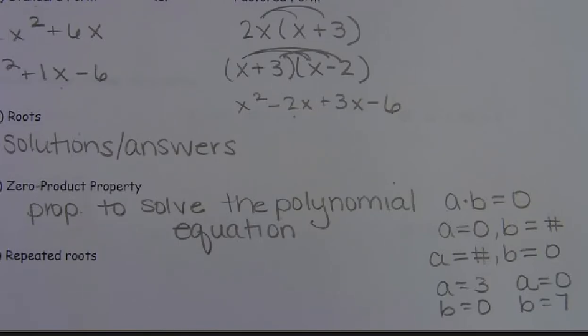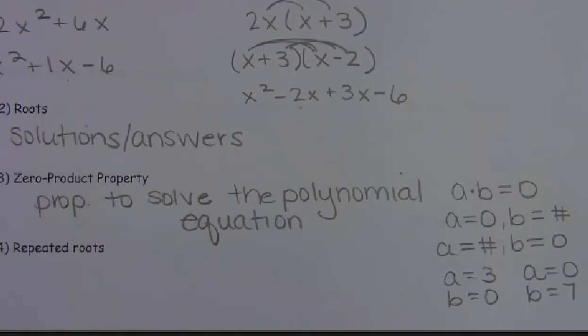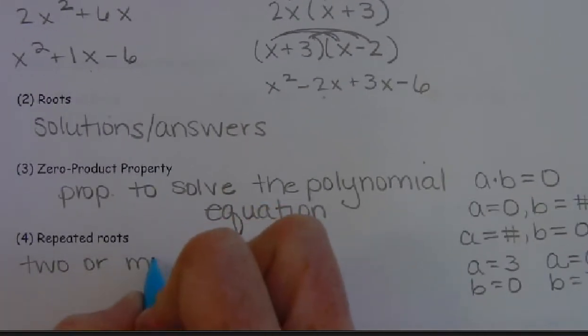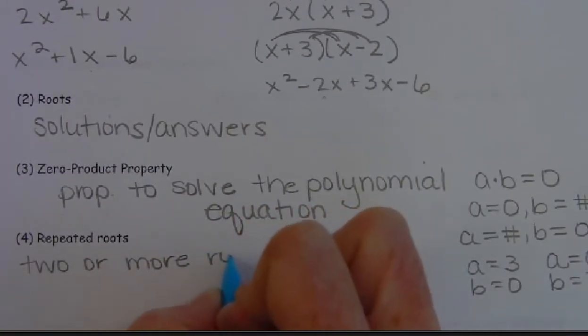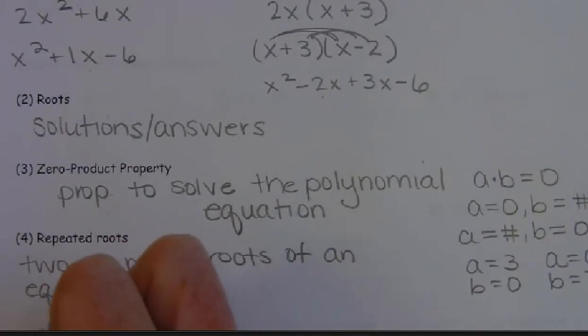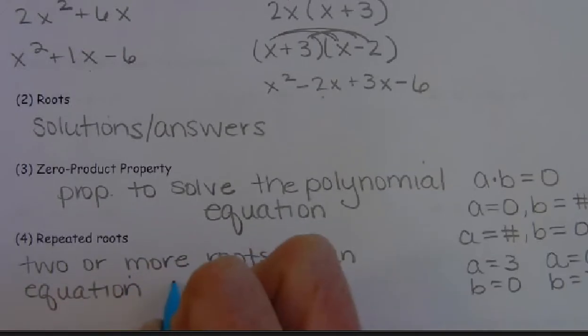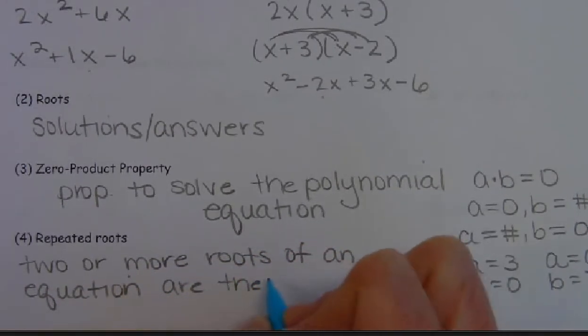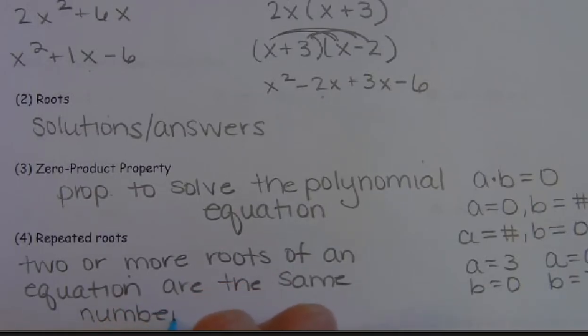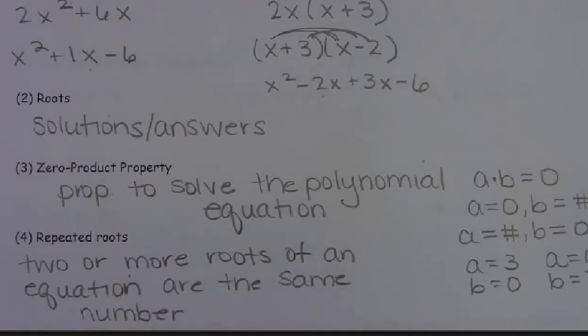And then we have these things called repeated roots. That is when 2 or more roots of an equation are the same number. And those are called your repeated roots. And I'll explain to you a little more of what that means coming up.